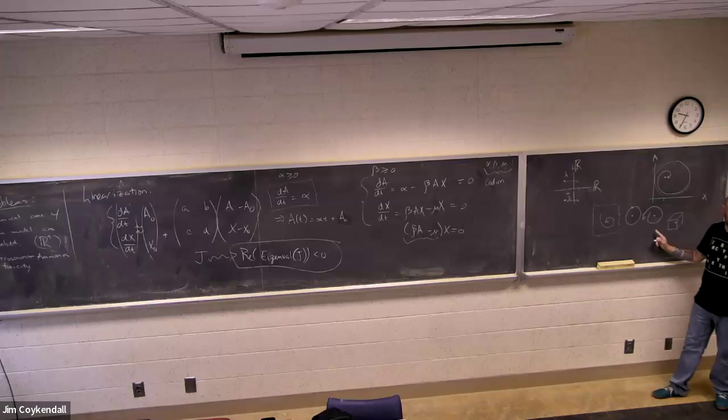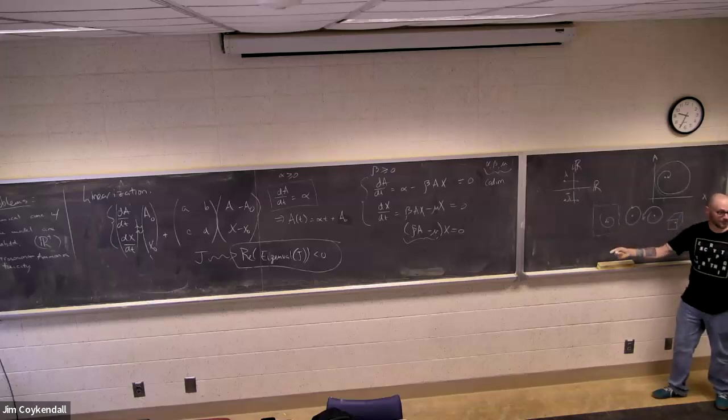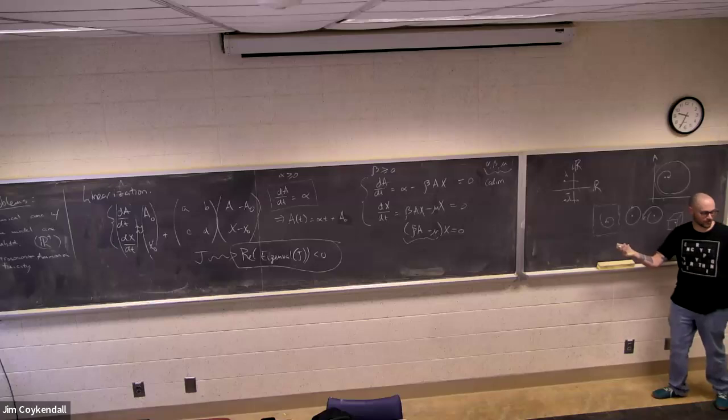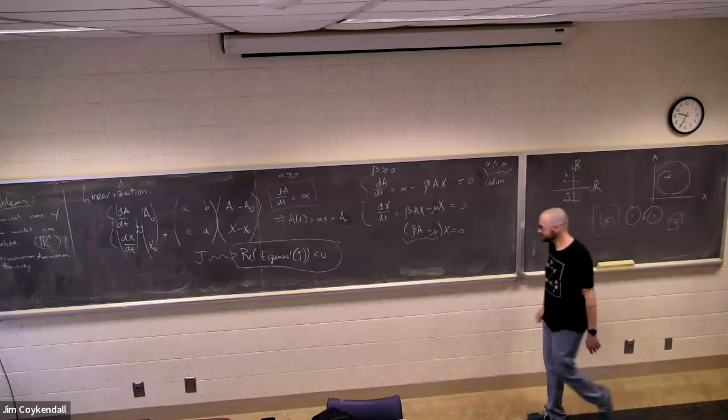So sometimes these are called supercritical bifurcations. If it goes the other direction, it's called subcritical. You can think of that in terms of like nuclear bombs or whatever.